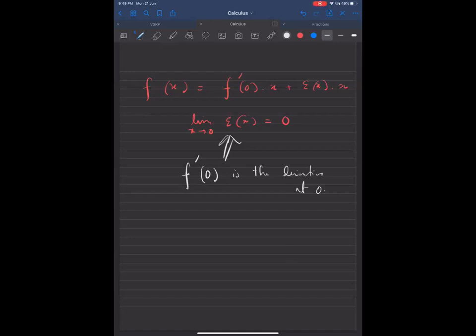F dash 0 might not be 0. Like f dash 0 is a derivative at 0. If f dash 0 is a derivative at 0, then the linear approximation is the line y equal to f dash 0 x. And the function minus that approximation is this error thing.